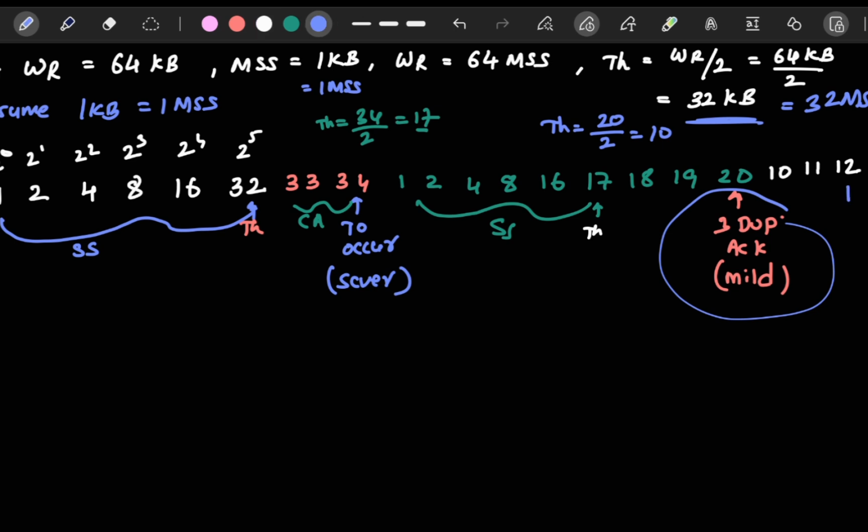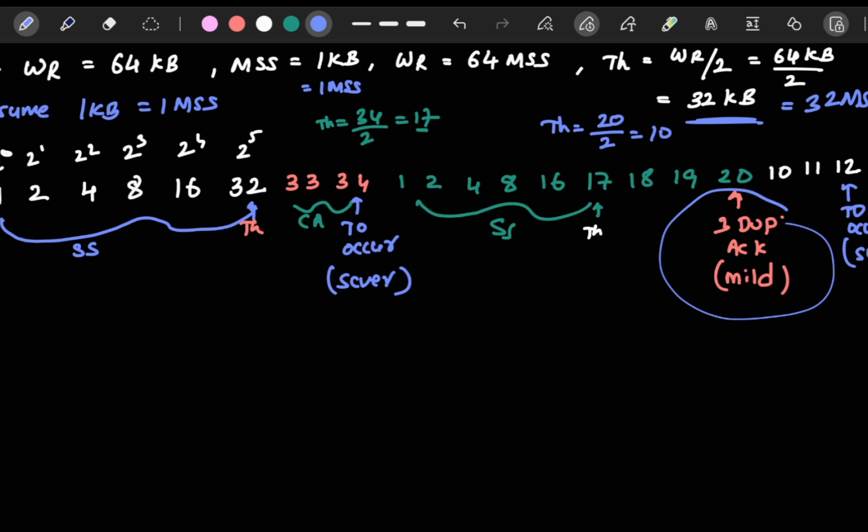Okay. Now assume while sending the 12th segment, meaning 12 segments, there is a timer here. Timer occurs. That means congestion is detected and it's a severe case. Okay, then what will happen? Our algorithm will enter into a slow start phase. Slow start phase means it will start from 1 MSS.